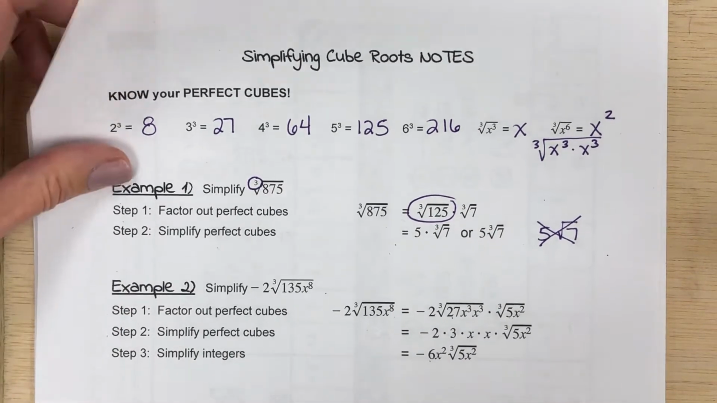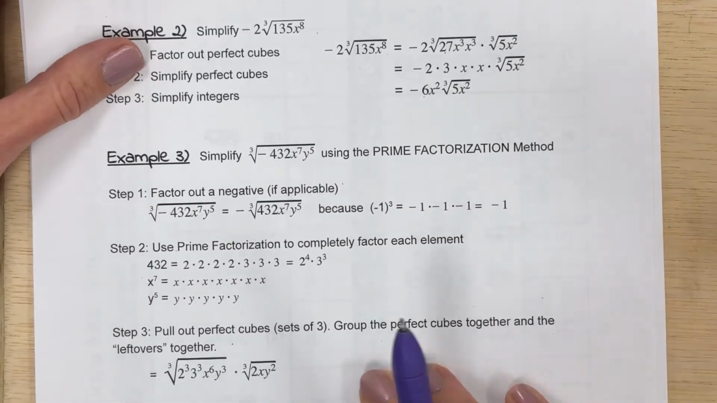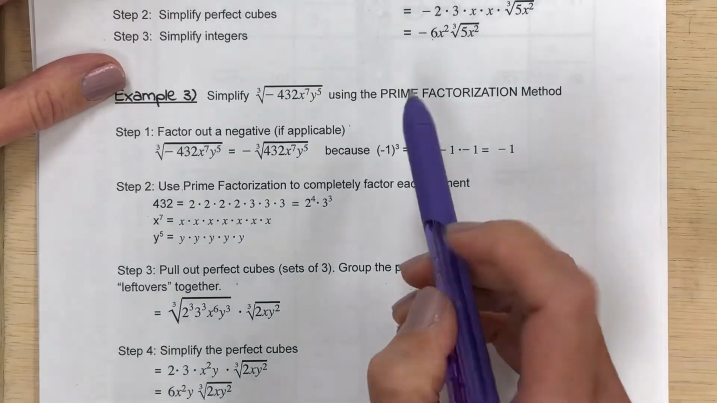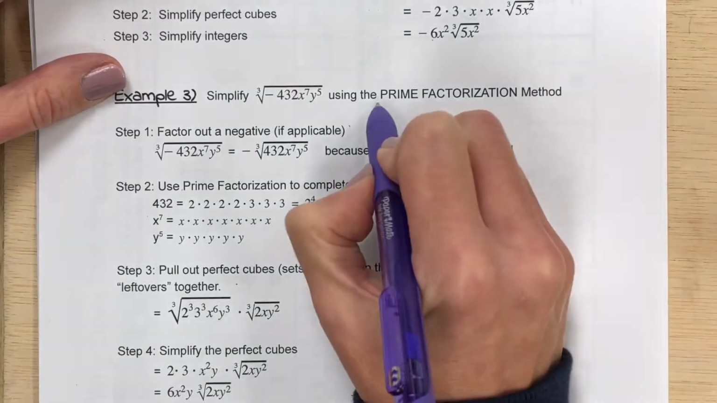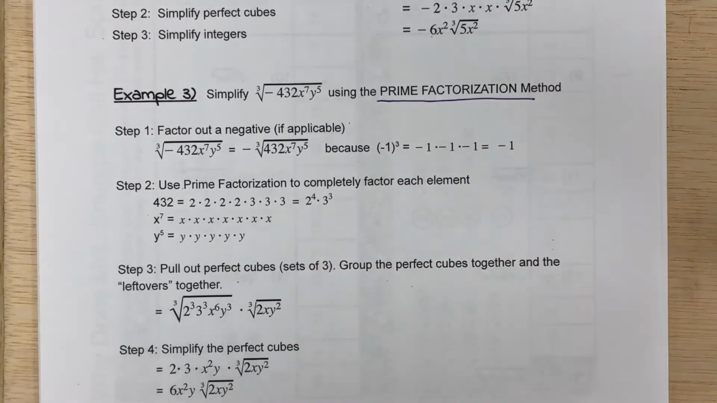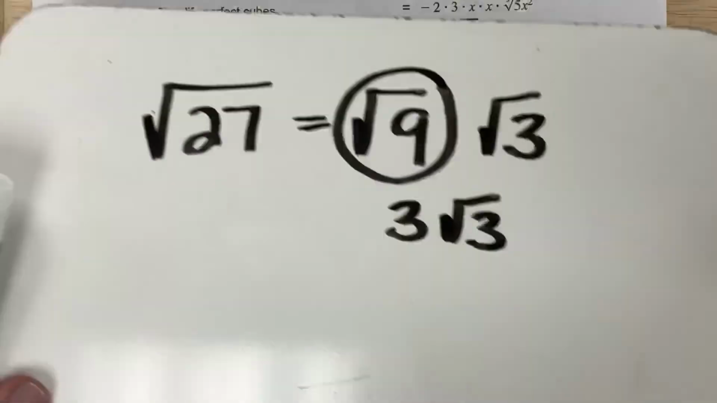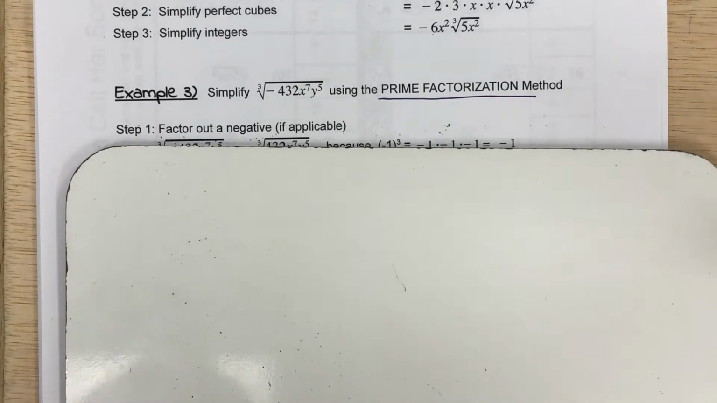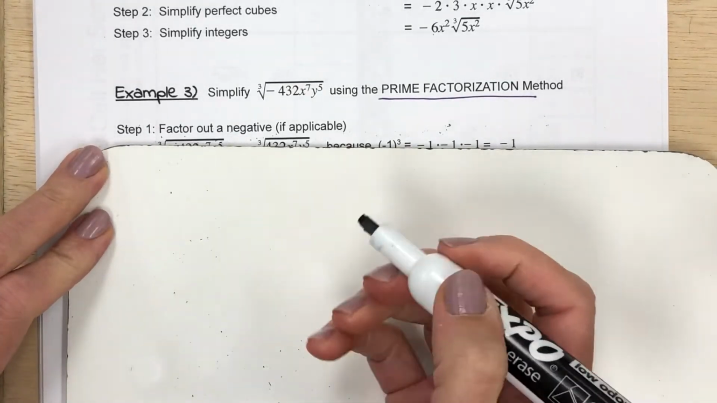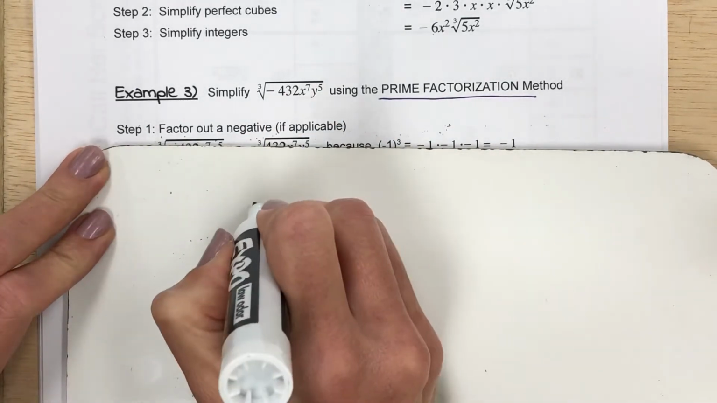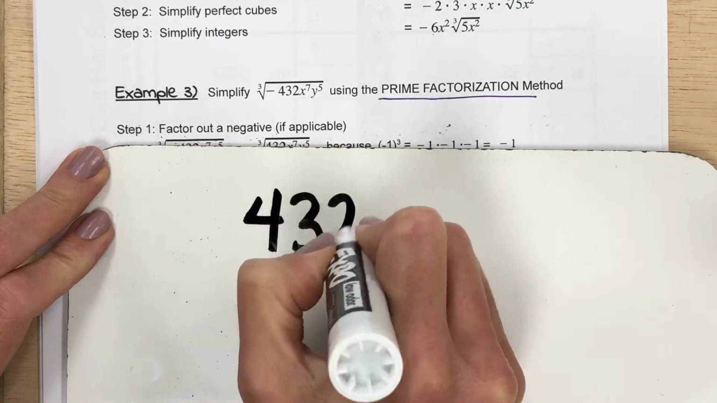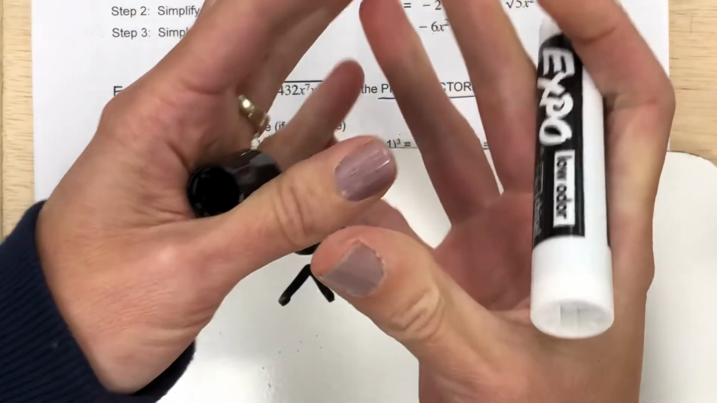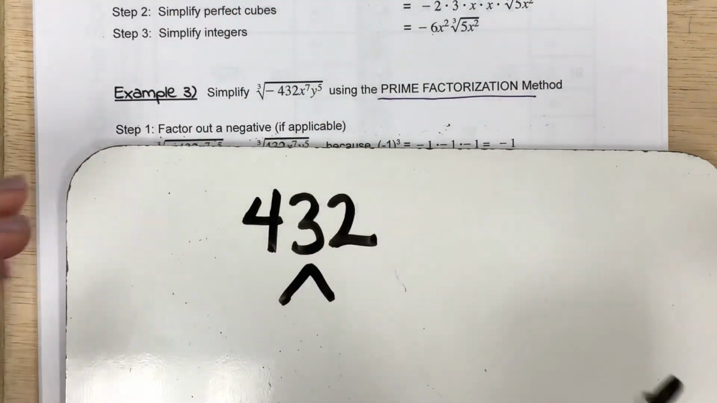Example 3 is doing the same thing, but it's doing a slightly different method, and you might like this method, so I wanted to go over it. We're going to use the prime factorization method. And just a quick review on what prime factorization is. If I wanted to find the prime factors, I'll use this number here, 432. I want to break this down into its prime factors.